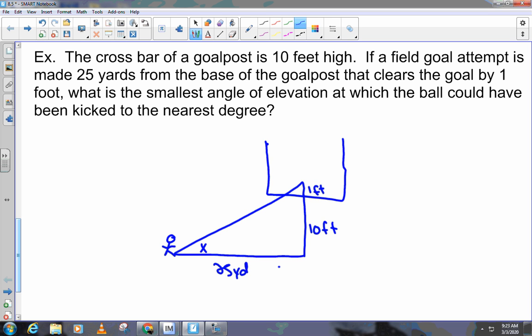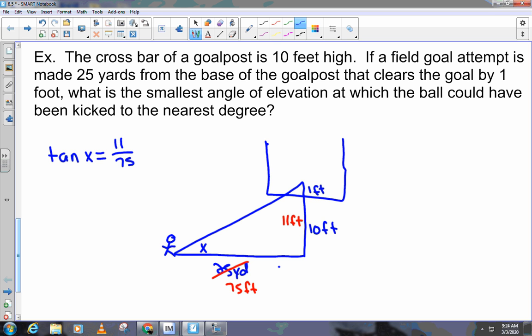Now, how high is it going to have to go up? 11 feet, right? And it says that he's 25 yards from the base of the goalpost, but that's yards and this is feet. So what do I need to do? Change this, right? And how many feet are in a yard? 3, so that'd be what? 75 feet. Okay, so now what am I going to use to figure out this angle of elevation? Tangent. So I'm going to do the tangent of x equals opposite, which is 11, over adjacent, which is 75.